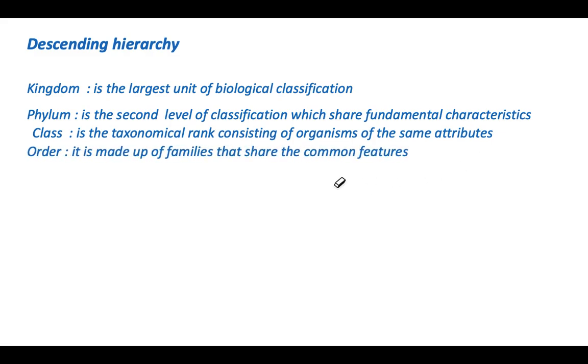And then also we have the order. The order is made up of families that share common features. And then we have the genus. A genus is a group of similar or closely related species.